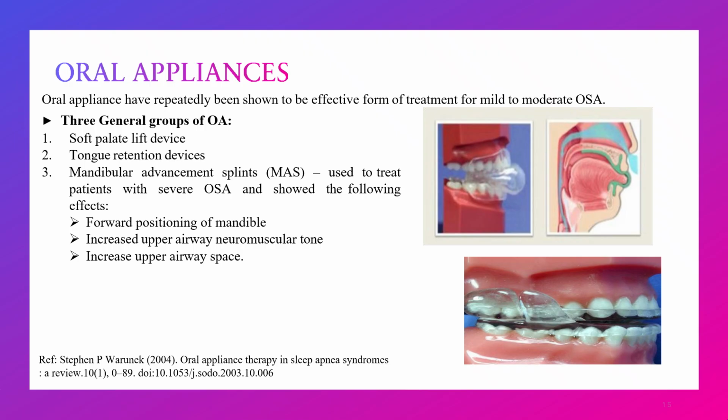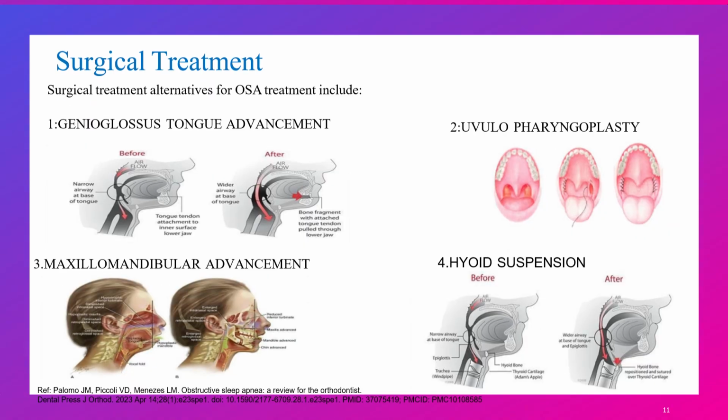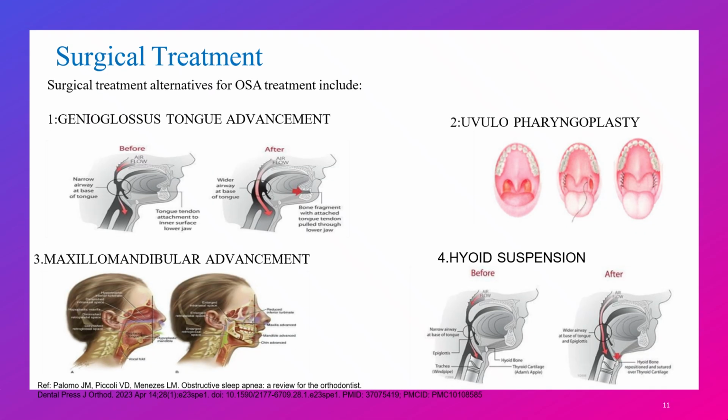The oral appliances that are generally given, and which are normally very compliant for the patient, are the soft palate lift devices, the tongue retention devices, and the mandibular advancement devices. These devices help in the forward positioning of your mandible, increase your upper airway neuromuscular tone, and increase the upper airway space. The surgical procedures include genioglossus tongue advancement.